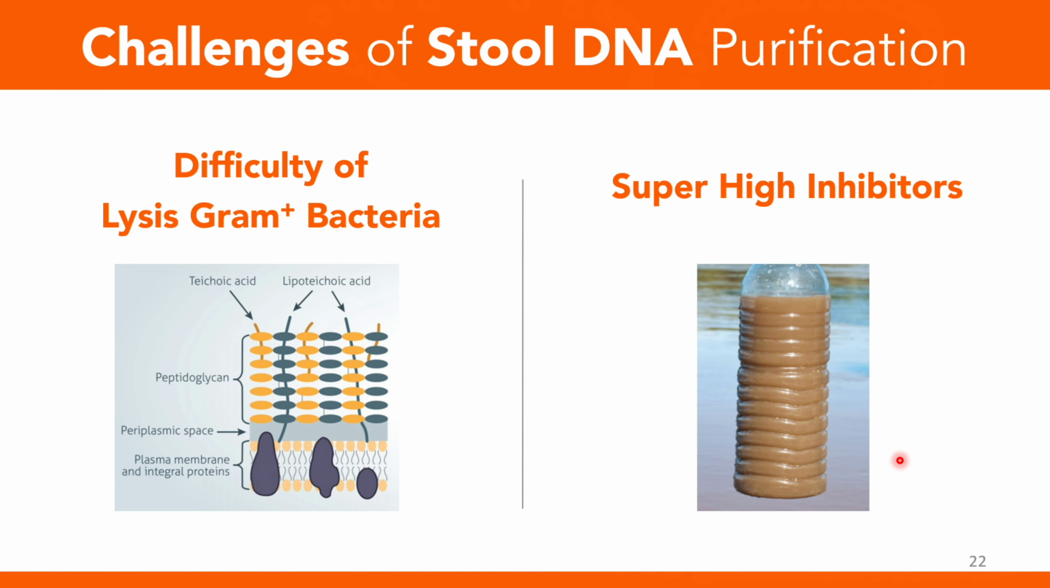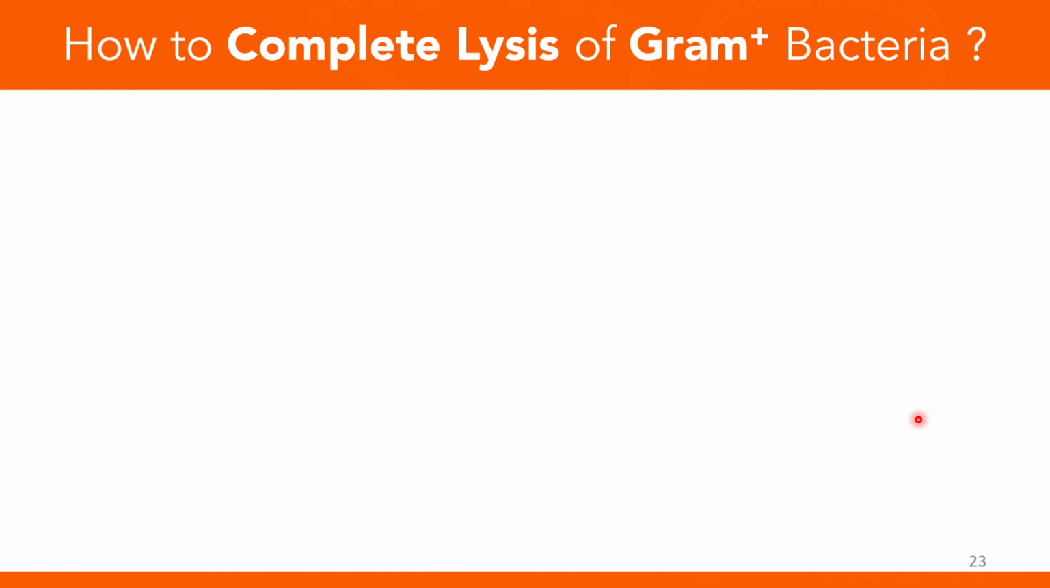The second challenge is easier to understand but difficult to solve. Inside of the stool DNA, actually, there are super high inhibitors because stool sample comes from many different ingredients, and it's incubated in our stomach for a while on the way to the gut. So there are so many inhibitors inside. Okay, so how to completely lyse gram-positive bacterium?